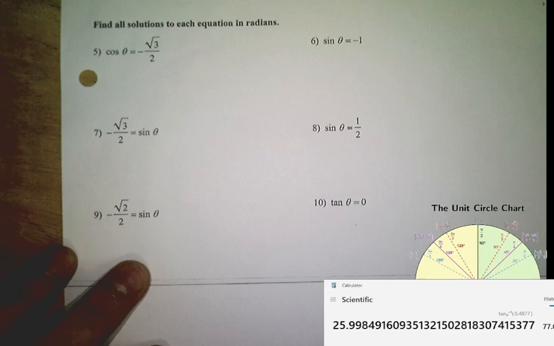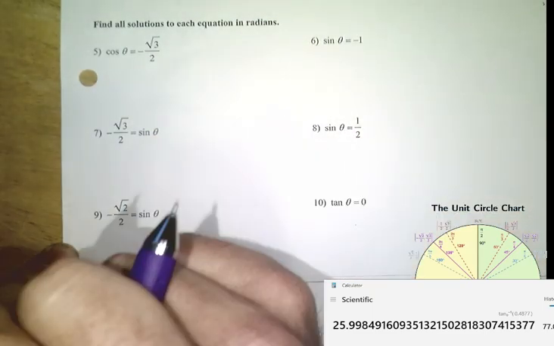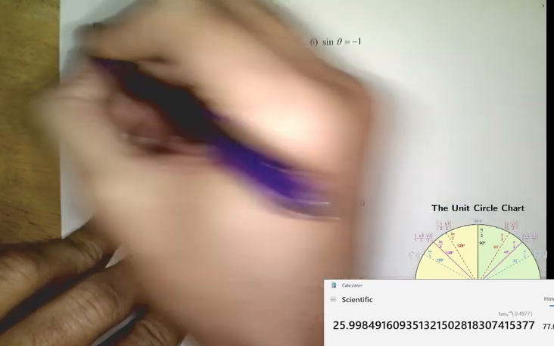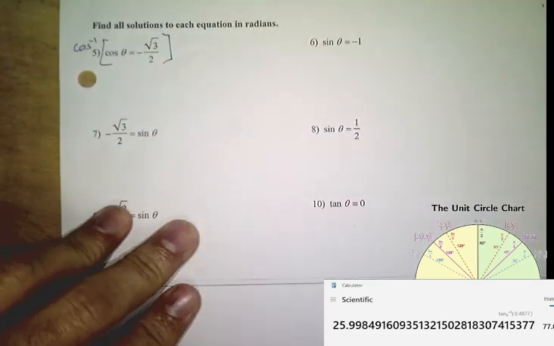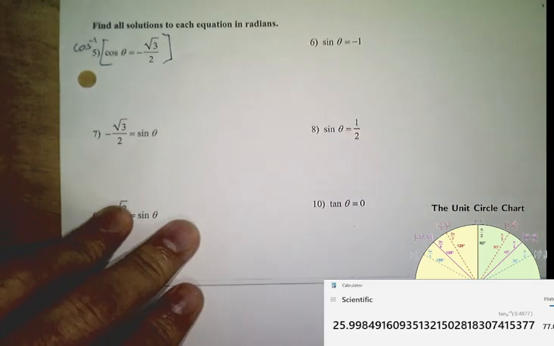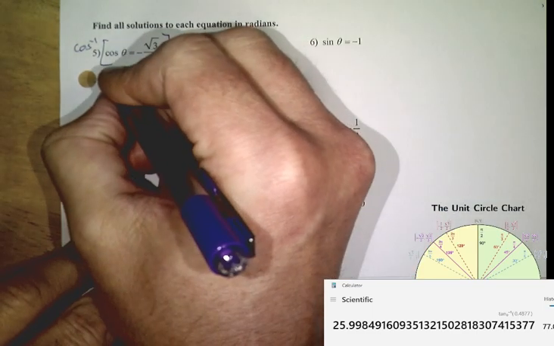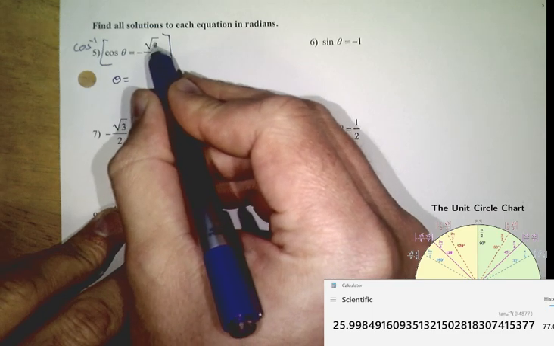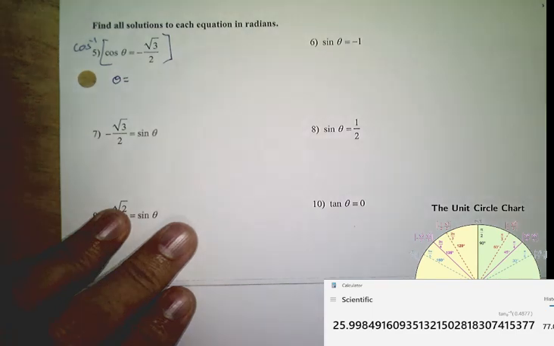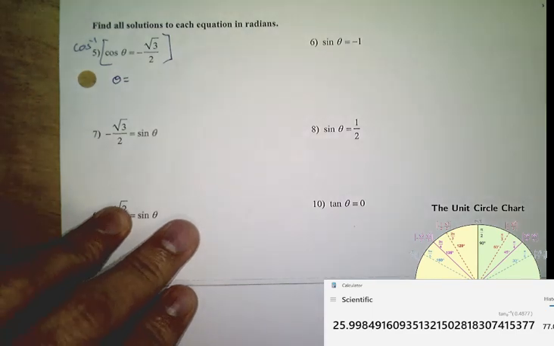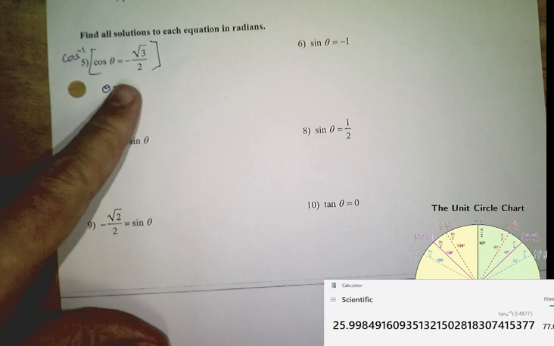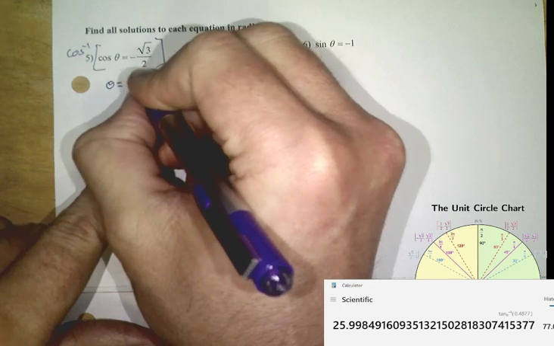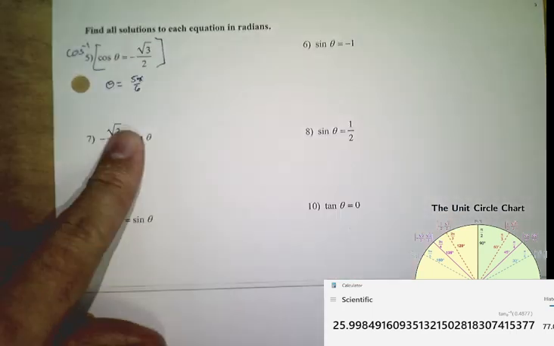Okay, find all solutions to each equation in radians. We don't need a calculator for these. These are all going to be unit circle stuff. So we want to take the inverse cosine of both sides here, and we get theta is equal to square root of 3 over 2. Going back to my unit circle, that's a pi over 6 one, so negative is going to be 5 pi over 6.